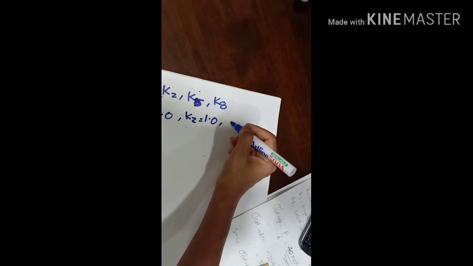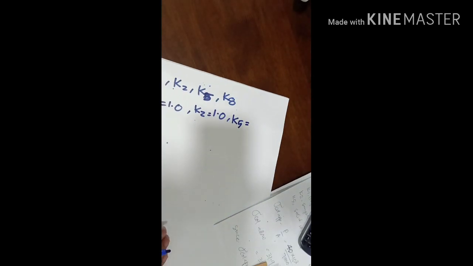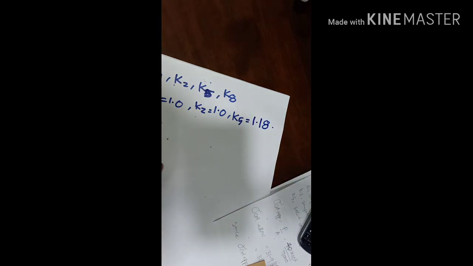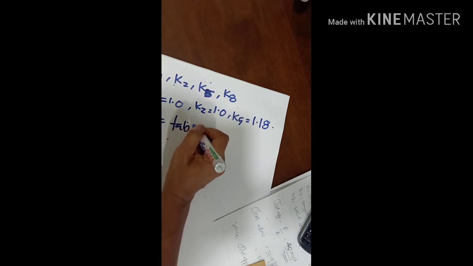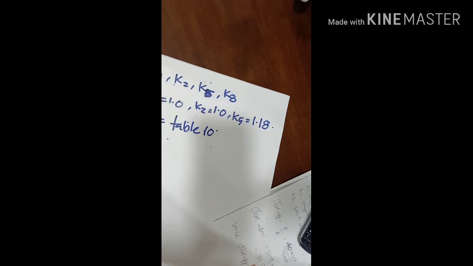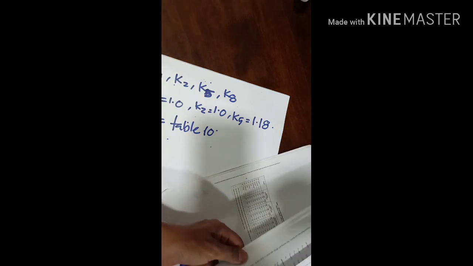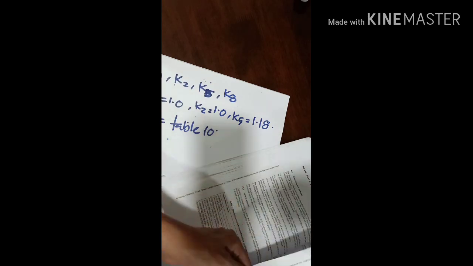And then we have K5. Since it is a square column, the K5 value is 1.18. K8 you can get from table 10. You can identify K8 from table 10. So in order to use table 10, let us look at table 10.